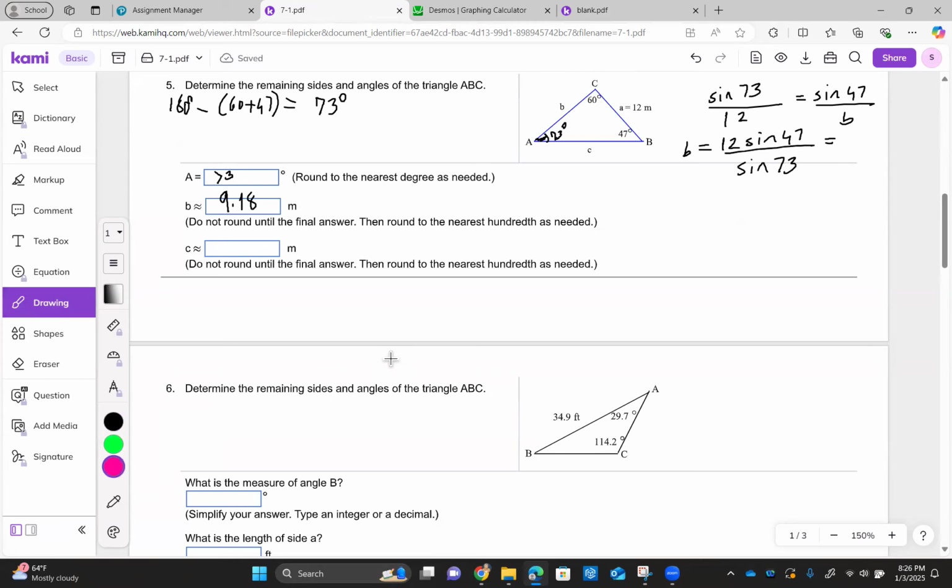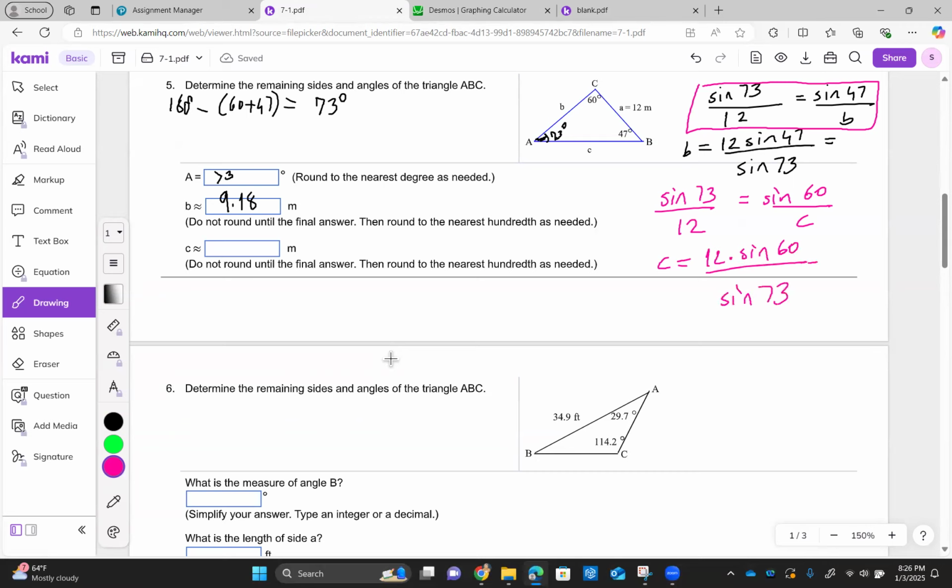So let's now set up another ratio for C. For C, the first part is going to stay the same, sine 73 over 12. But this time, we want to set this equal to sine 60 over C. When we do cross multiplication, C will be equal to 12 times sine 60 over sine 73.